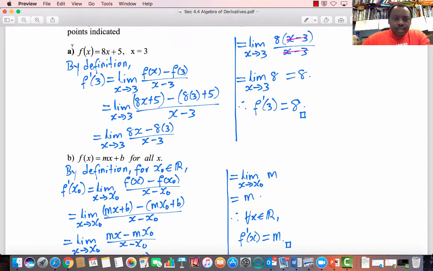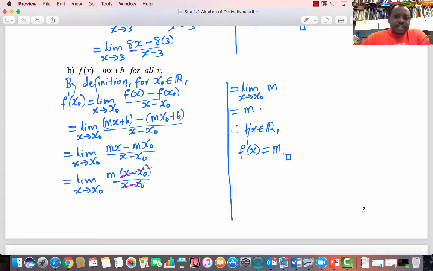And we're done. Looking at the example given in A and the example given in B, it's very easy to see that the first derivative of f for the second example would be m. Let's go ahead and verify that. By definition, let us fix the point x0 in R. Then f prime at x0 is the limit as x approaches x0 of f of x minus f of x0 divided by x minus x0. That equals the limit as x approaches x0.